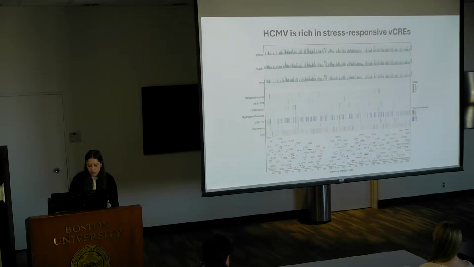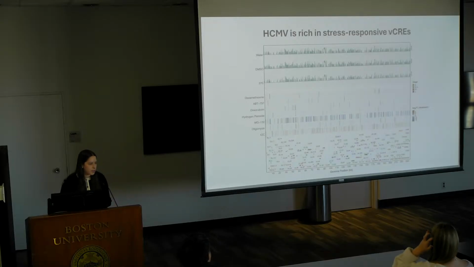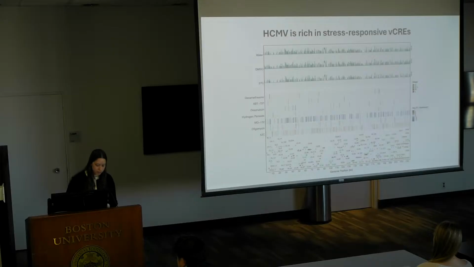You can see here a bunch of different treatments. Dexamethasone is a glucocorticoid medication. ABT-737 is an apoptotic agent. Doxorubicin is a DNA damaging agent. Hydrogen peroxide triggers the oxidative stress response. MG132 is a proteasome inhibitor, oligomycin a mitochondrial inhibitor, and we've also tested heat stress at 42 degrees.